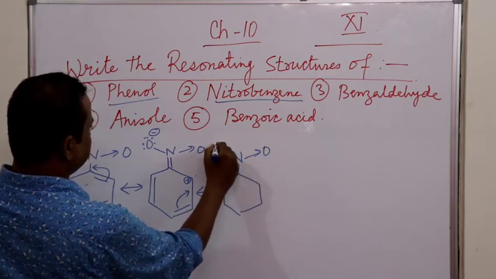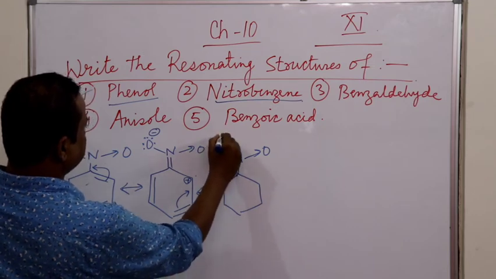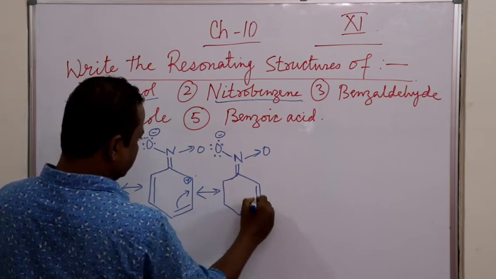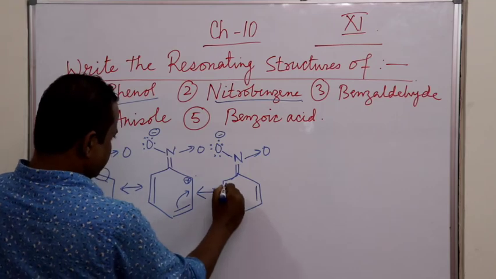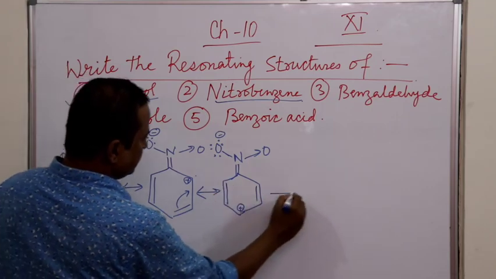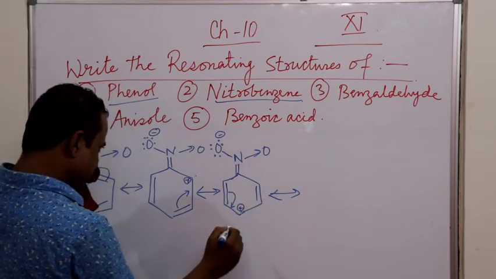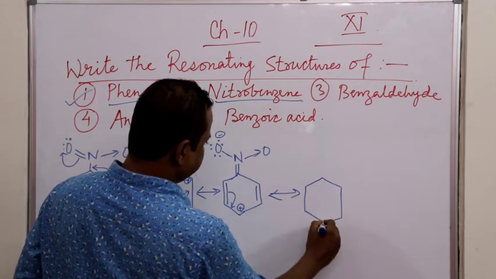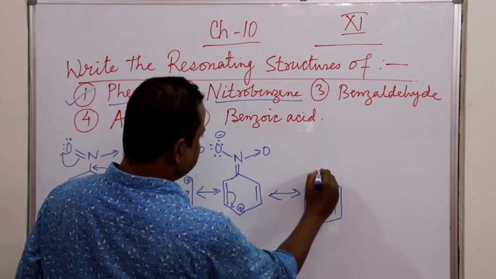That is oxygen, this minus, and a double bond here, and plus on this side. So this is the third structure. In the fourth structure, what will happen, this will come here. So we will write, and the plus charge will come to this place.